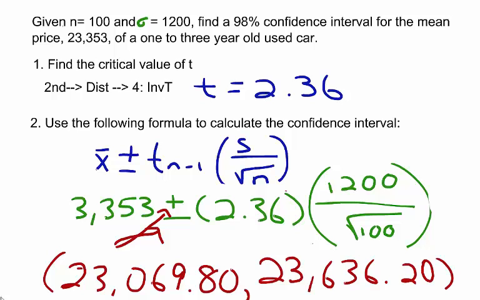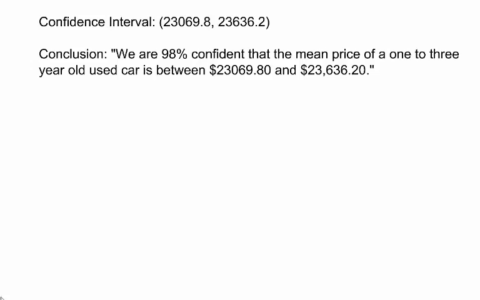So we've calculated our confidence interval. The lower bound is $23,069.80. The upper bound is $23,636.20. What does this mean? We can conclude that with a confidence interval of 23,069.80 to 23,636.20, we are 98% confident the mean price of a 1 to 3-year-old used car is between these two values.